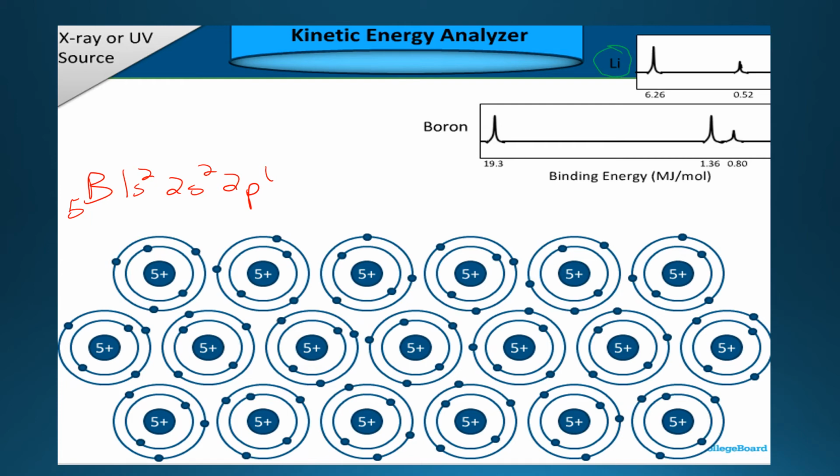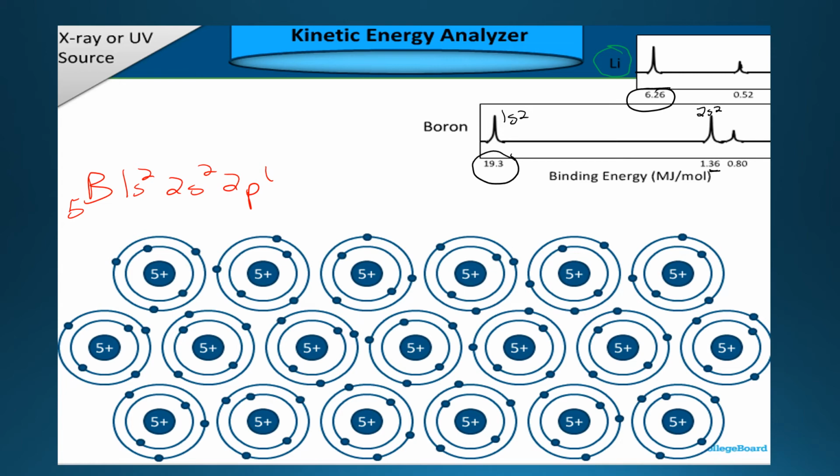spectra first. And now notice with boron, I tend to start on the left. There's my 1s2. Notice it's 19.3. It's much greater than the energy needed to remove the 1s electrons from the lithium. Then way down here, 1.36, that's your 2s2 electrons.